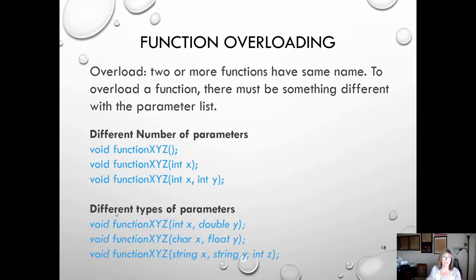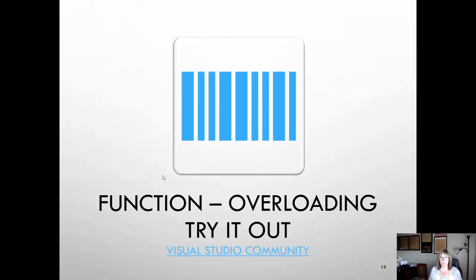So the first one has two, an int and a double. The second one also has two, but now it's a char and a float. The third one has three. So in order to overload functions, which means giving them the exact same name, here is an example of 6 overloaded functions with the exact same name. All of them would run, and what is going to determine which one of these 6 overloaded functions will run is the arguments that your user is passing in the function call. So let's practice a little bit of function overloading.